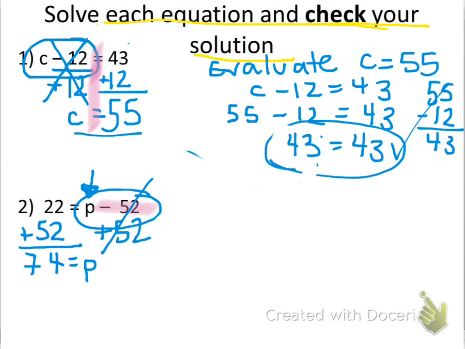And I can write it this way. Again, notice my equal signs are lined up. It's very important that you keep your equal signs lined up. Now we need to check our solution. So we need to check that 74 really is what p equals.